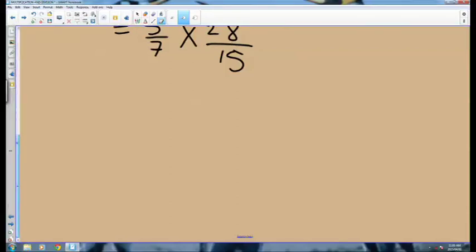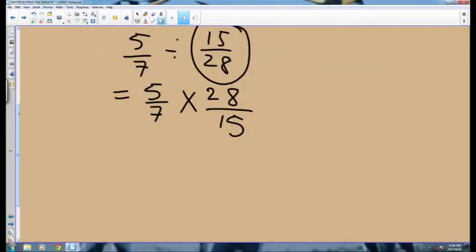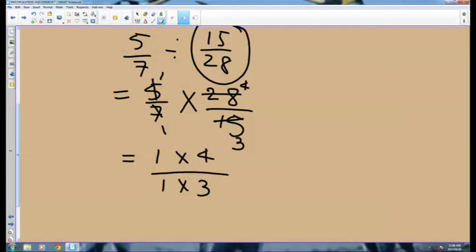And then upon simplifying, we will get 5 here, it's ones, 5 into 15, 3. And then you check again, do you still have any other factor which can cancel the numerator and denominator? You got a 7 here. 7 into 7 is ones, 7 into 28 is 4. And then this will be 1 times 4 divided by 1 times 3. This will be 1 times 4, it's 4 divided by 3.